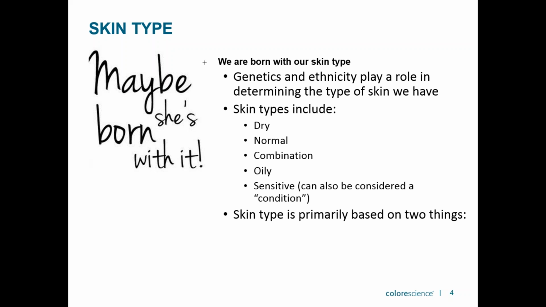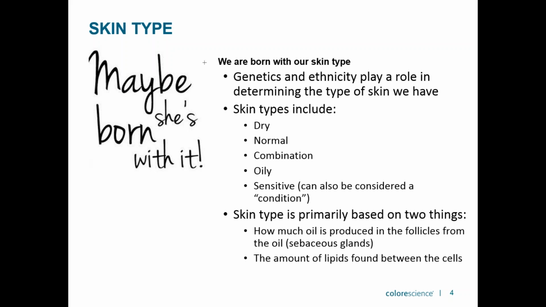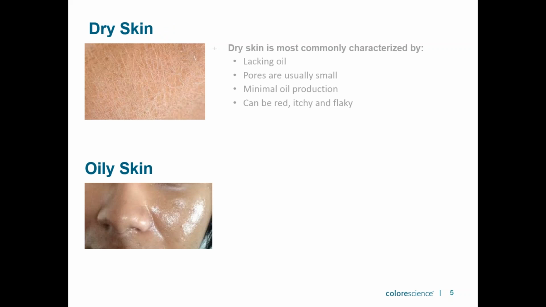Your skin type is based on a couple of things: how much oil is produced in your follicles from your sebaceous glands, and the amount of lipids found between your cells. Lipids are also fats, oils. So dry skin usually has no oil. Dry skin people usually have really dry hair, dry nails. Their skin can look overtly flaky if they're not moisturizing or hydrating. You can look at their hands, they might be itchy and flaky or tell you that they are, but these are the common characteristics.